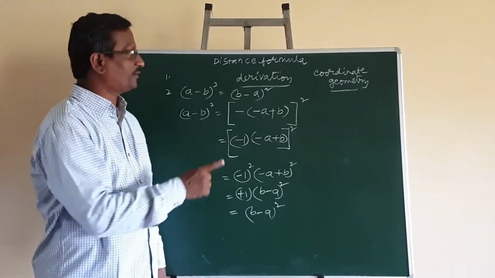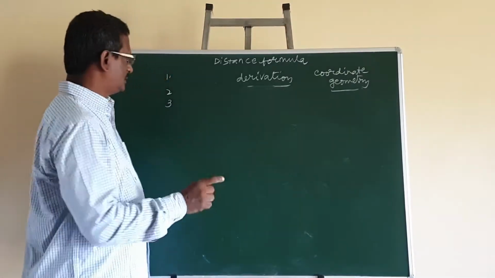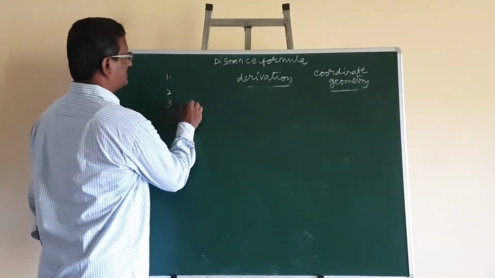Now we will go for the third point which we are supposed to know. Here the third point is the Pythagoras theorem.